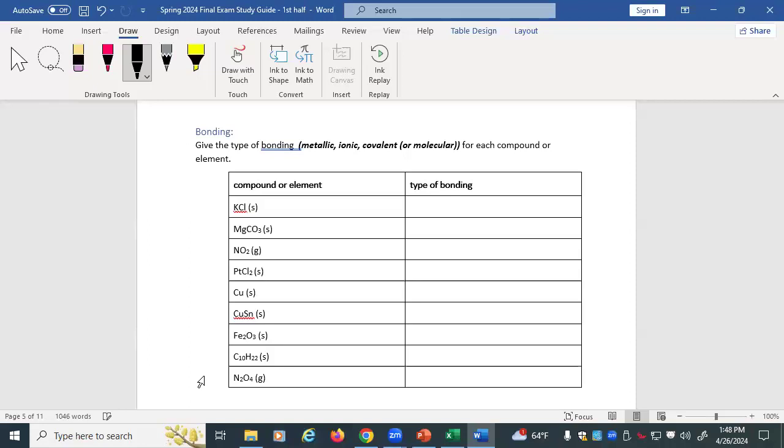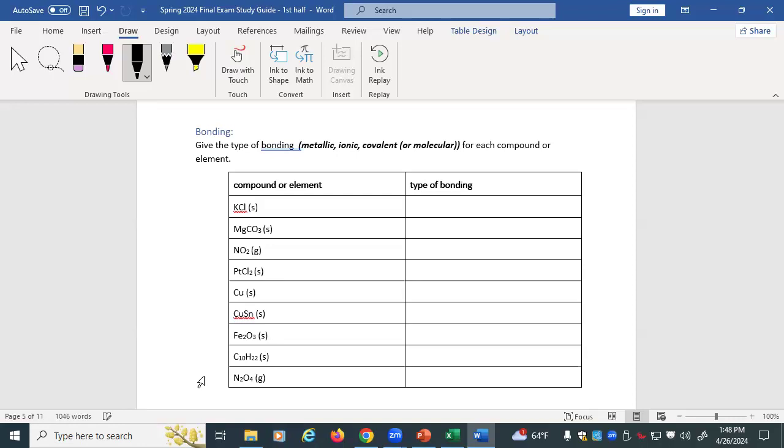For ionic bonding, you're usually looking for cation and anion. Easiest way to pick those out, metal and non-metal. So compounds that have metal and non-metal in them are ionic. So calcium chloride here, for example. Calcium is a metal, chlorine is a non-metal. Put them together, you're going to get an ionic compound.